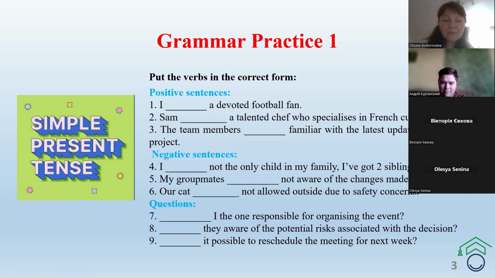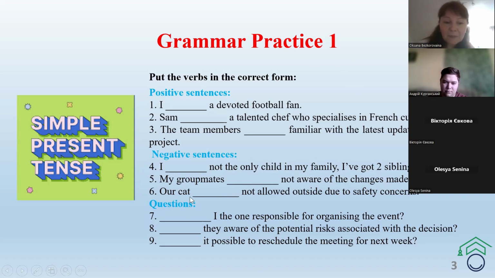The second sentence, Elena. Can you read the second sentence, Lena? My groupmates are not aware of the changes made to the schedule. Made to the schedule. Yes, you're right. My groupmates, who are they? Одногрупники. What is the English for одноклассники? Classmates, teammates, groupmates. Are not aware means are not familiar, are not aware of the changes made to the schedule.